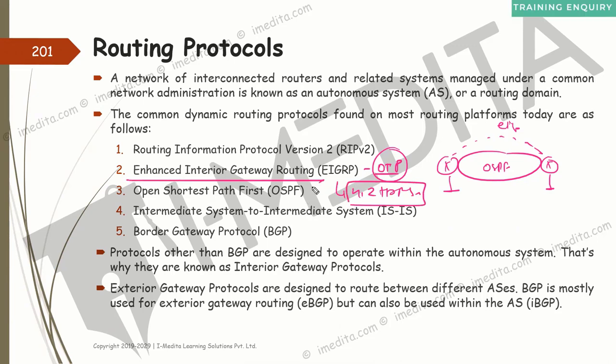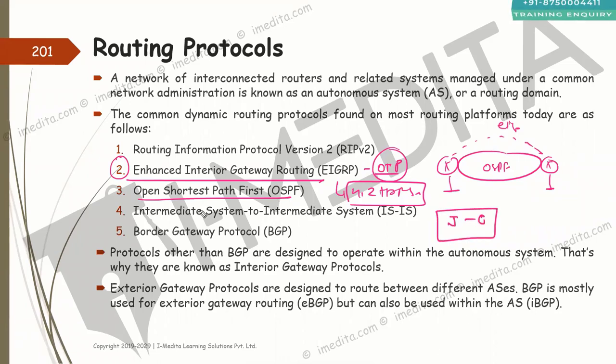So EIGRP is actually the best protocol that you can have if you have all Cisco devices in your production environment. But if you do not have Cisco devices in your production environment, then the other protocol that you can go for is OSPF. OSPF is going to be the next best protocol if you do not have Cisco devices in your enterprise network. Or if you are using Cisco and Juniper both, for example, you cannot use EIGRP on Juniper devices. So the only option that will be left is OSPF. Although EIGRP went open standard in 2013, when Cisco announced that they are openly releasing the EIGRP protocol.